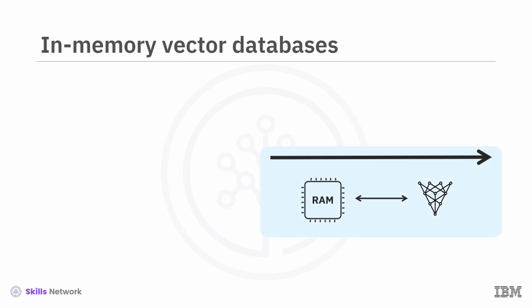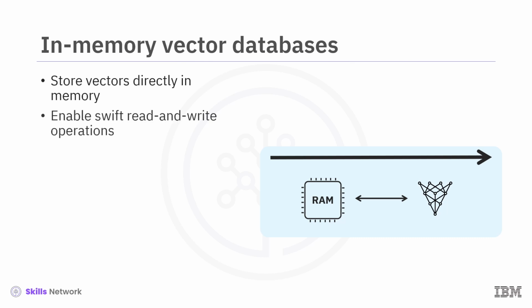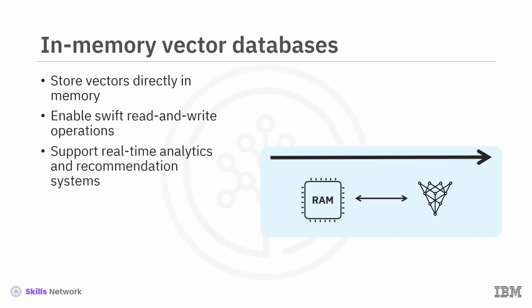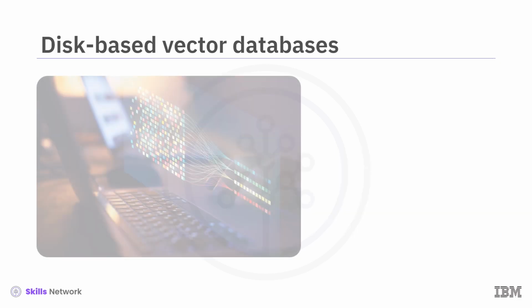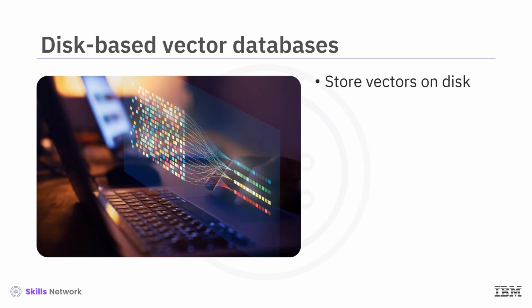As the name suggests, in-memory vector databases store vectors directly in memory. This approach enables swift read and write operations, making these databases ideal for applications that require rapid access to data, including real-time analytics and recommendation systems. In-memory vector databases include Redis AI and TorchServe. For example, Redis AI is an in-memory vector database that supports storing and querying vectors for tasks like similarity search, classification, and clustering.